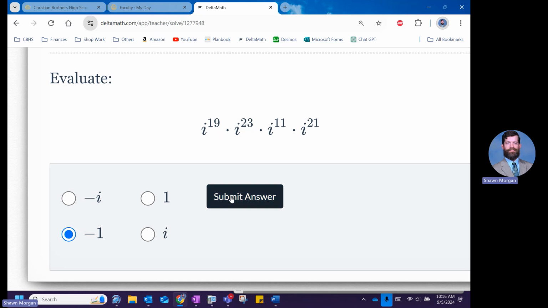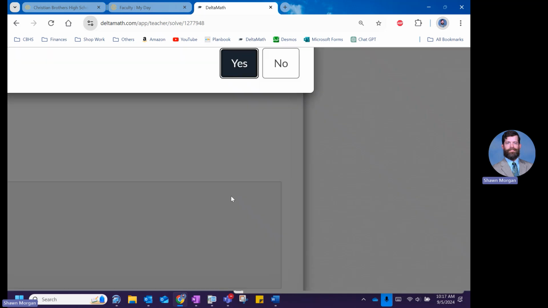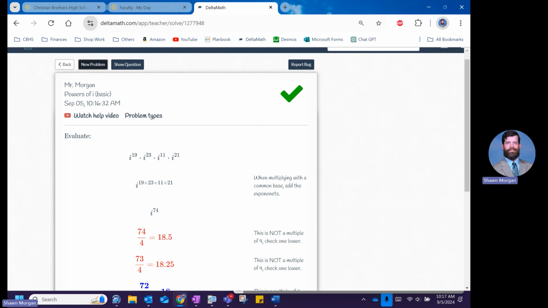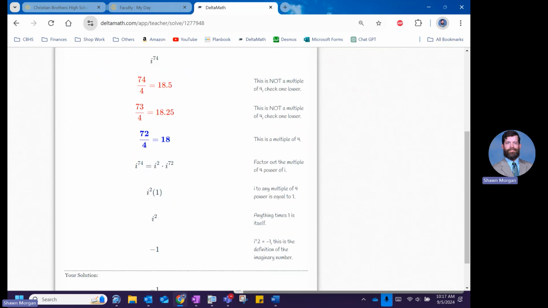Now, how did I get from i to the 74th? My brain went 2 below it to 72, which is a multiple of 4. And if 72 is a multiple of 4, 73 would be i to the first, 74 would be i to the second. And so we would say -1. And then Delta Math would be like, yippee skippy, good job.